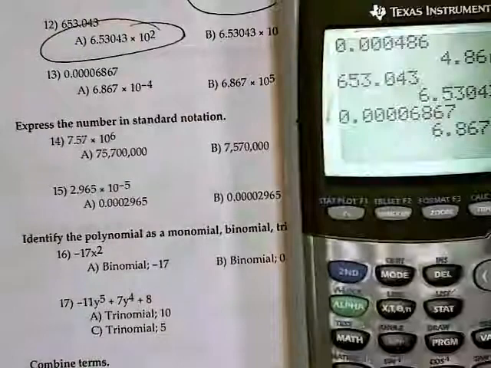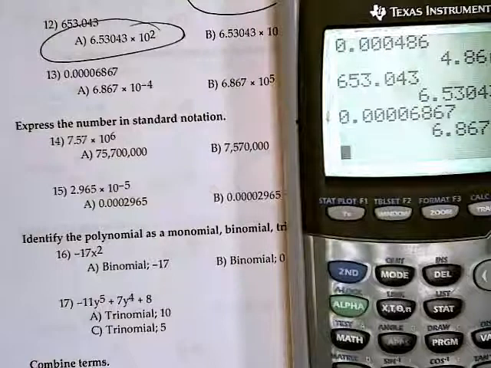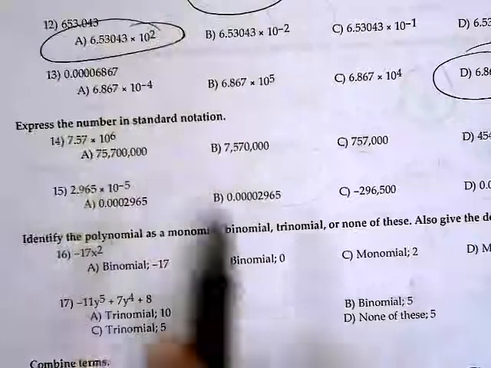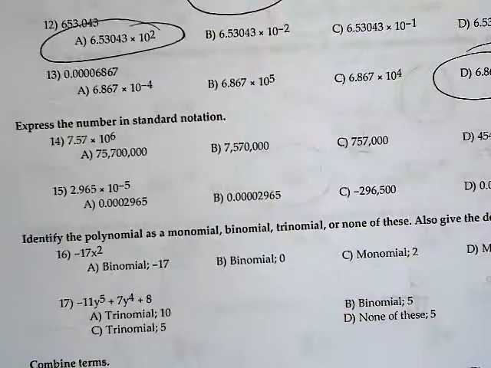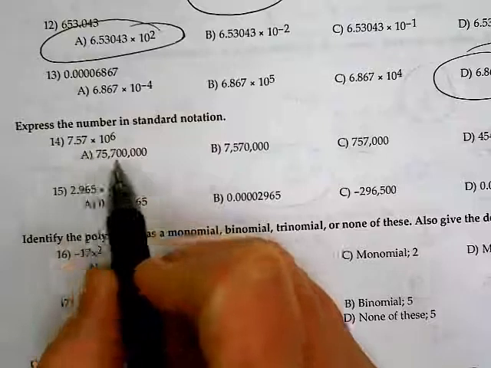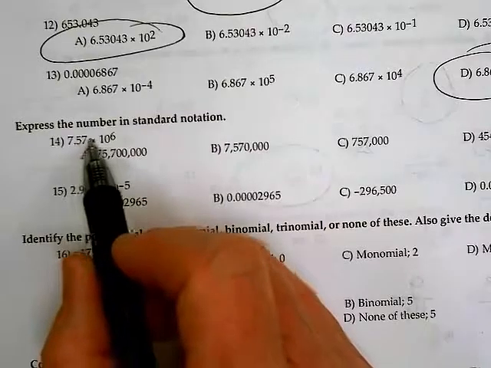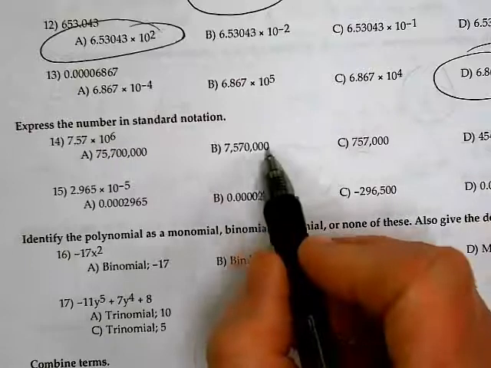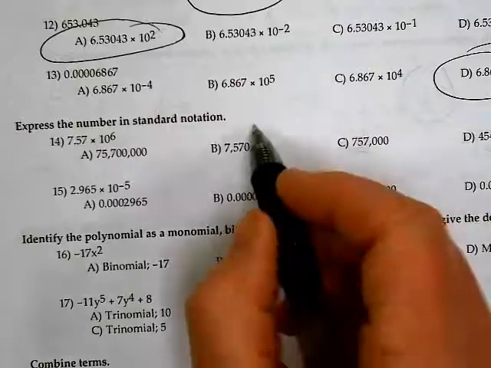14, write the number in standard form. Your calculator's not going to do this. You're going to have to know what that means. When it's a positive exponent, that means your number's going to be large, and you're going to move your decimal over 6 places, 2 of which are occupied by the 5 and the 7. So when you move it over 6 places, this needs to have 4 zeros behind it. 1, 2, 3. So that is B.